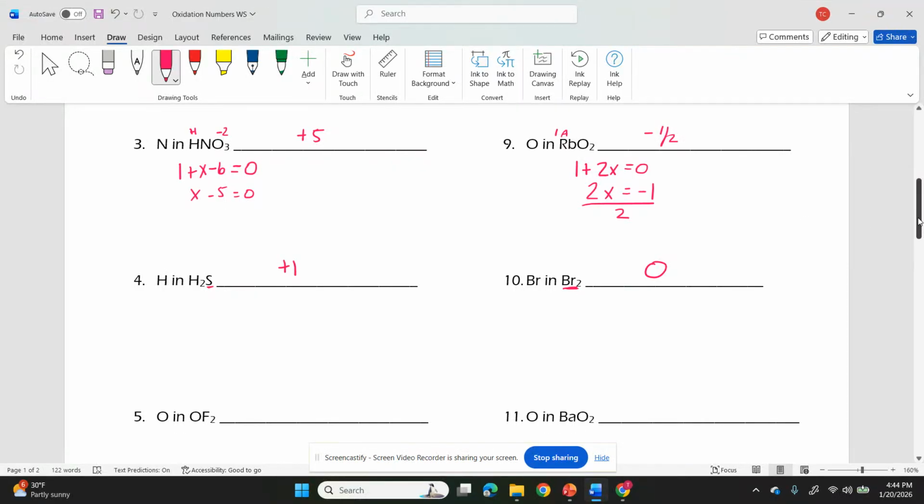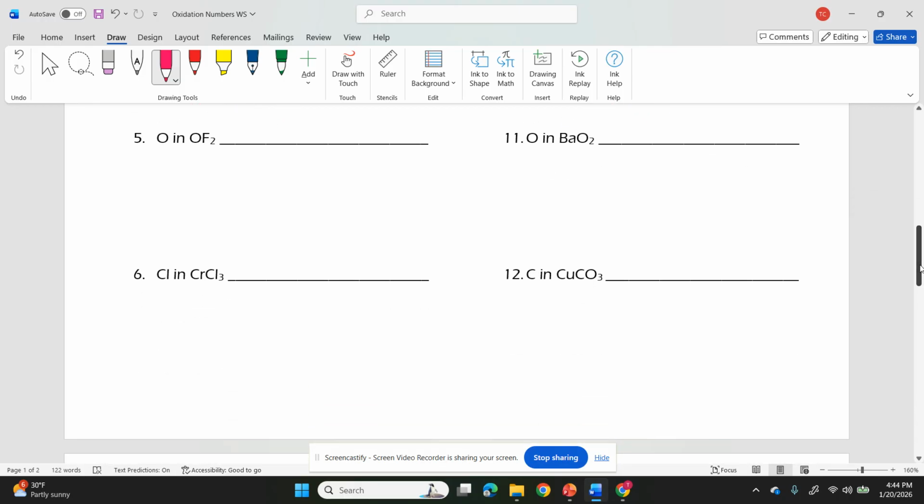For number 5, we have OF2. This is another example where we kind of have to be careful with our oxygen. A lot of people will mistakenly give this a -2 oxidative state. However, it is bonded to fluorine, which is an exception. So if we set this equal to 0, since the charge is neutral, we have to figure out what fluorine is since it's the exception.